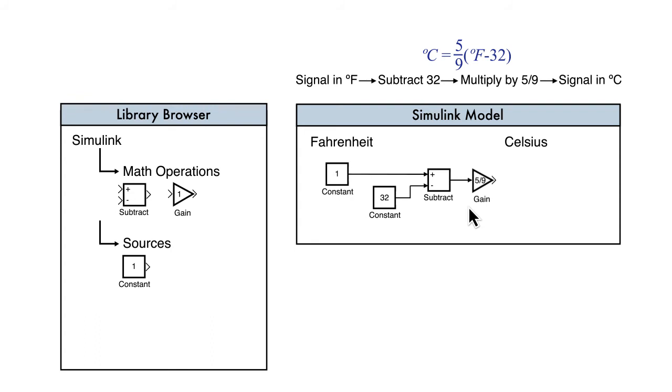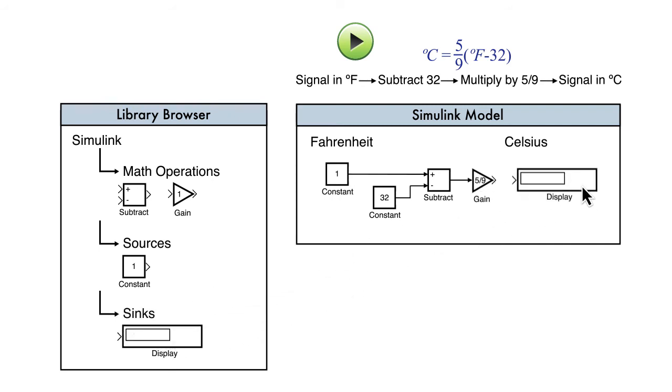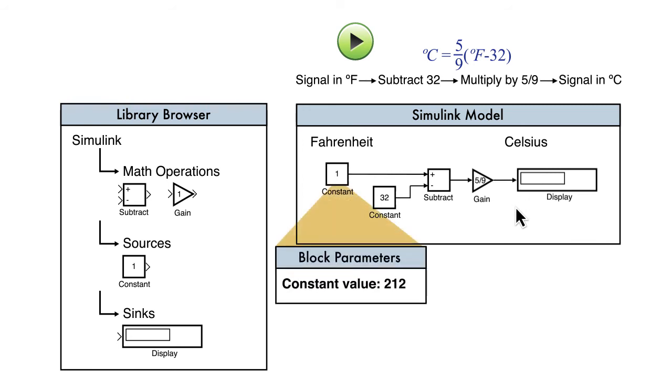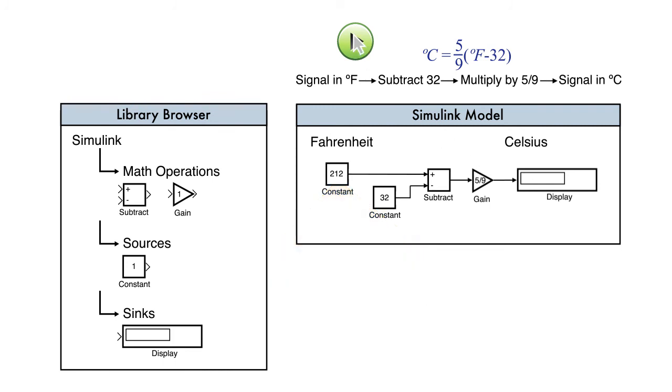Now that we've modeled our conversion, how can we be sure we've implemented the math correctly? Let's test the model with a couple of values to ensure it's working as expected. To view the result, we use the display block from the Sinks library. Water boils at 100 degrees Celsius, which is 212 degrees Fahrenheit. So let's see if we get the correct result. Click Run and… Great! The display block shows an output of 100 degrees Celsius.